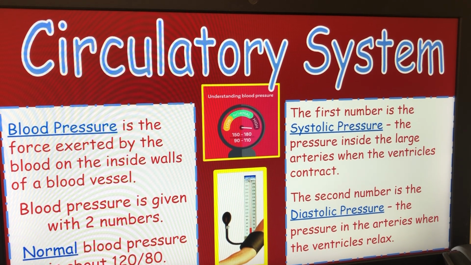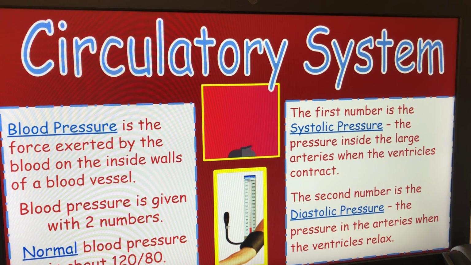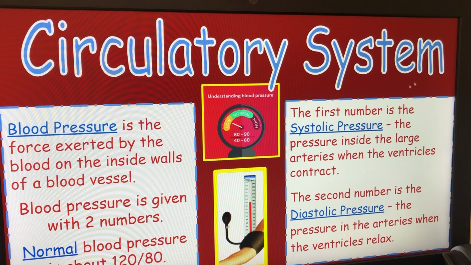Blood pressure is the force exerted by the blood on the inside walls of a blood vessel. Blood pressure is given with two numbers. Normal blood pressure is about 120/80. The first number is the systolic number. So the number on top is called the systolic number.